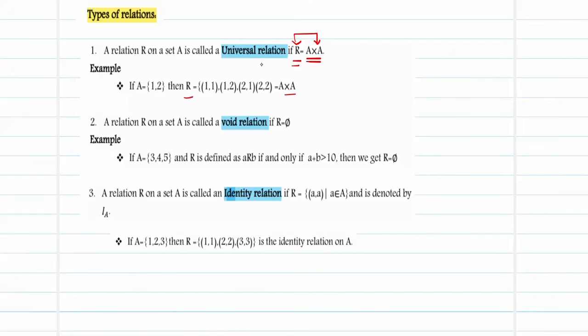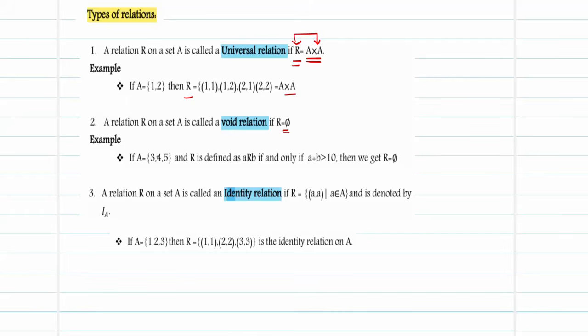So you call it a universal relation. A relation R on a set A is called a void relation if the relation has no elements in it. Let A be the set {3, 4, 5} and R be the relation defined on it such that a is related to b if and only if a plus b is greater than 10.